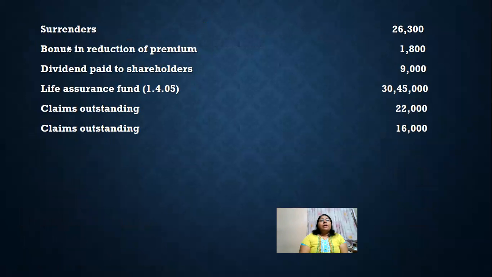The next item is surrenders, one of the benefits paid by the life insurance company to the policyholders. So, schedule number 4. Bonus in reduction of premium, which is given along with other items, we will not consider here, but it will come in schedule number 4. And the dividend paid to shareholders is one of the appropriations. Claims outstanding is given as 22,000 and 60,000, which we'll consider in the benefits paid. Let me check the solution.